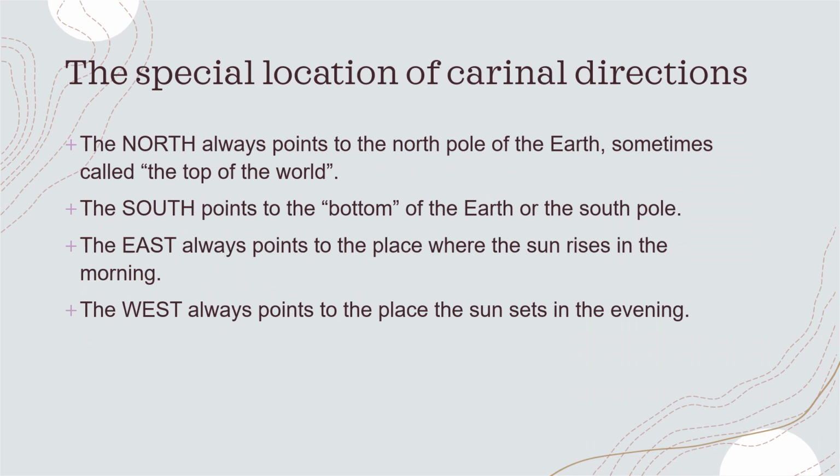Now, each cardinal direction has a special location. The north always points to the North Pole of the Earth, sometimes called the top of the world. The south points to the bottom of the Earth, or the South Pole. The east always points to the place where the sun rises in the morning, and the west always points to the place the sun sets in the evening.